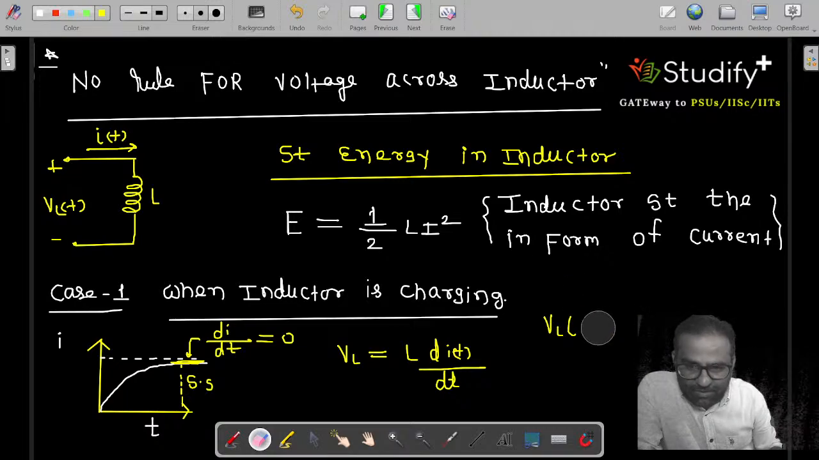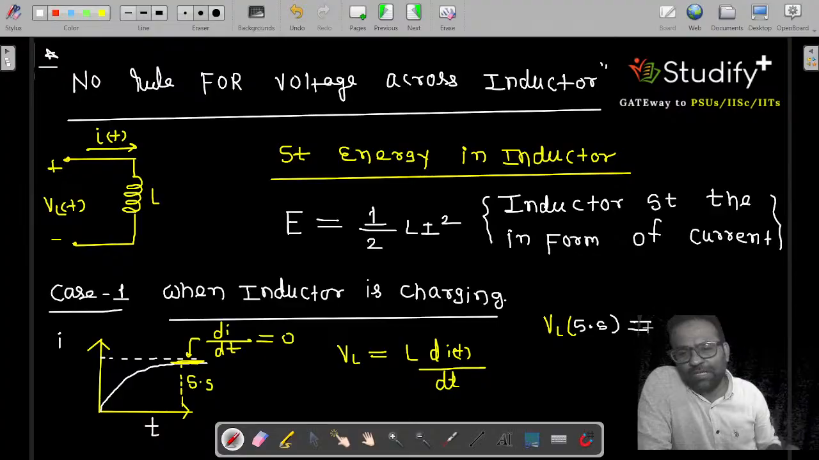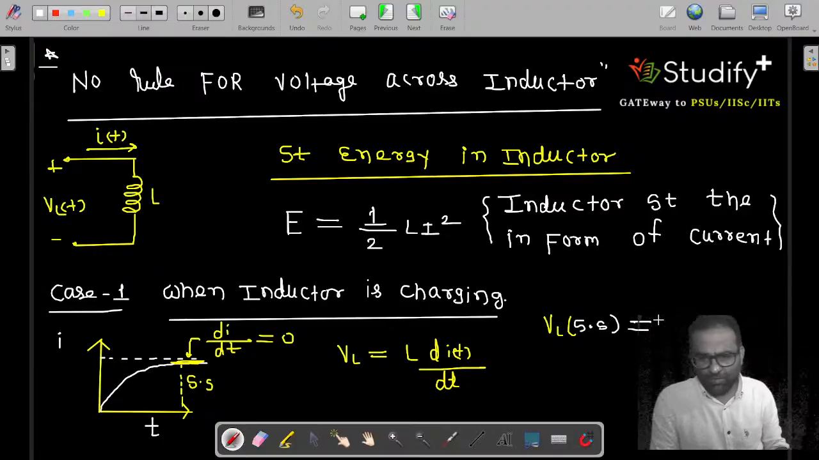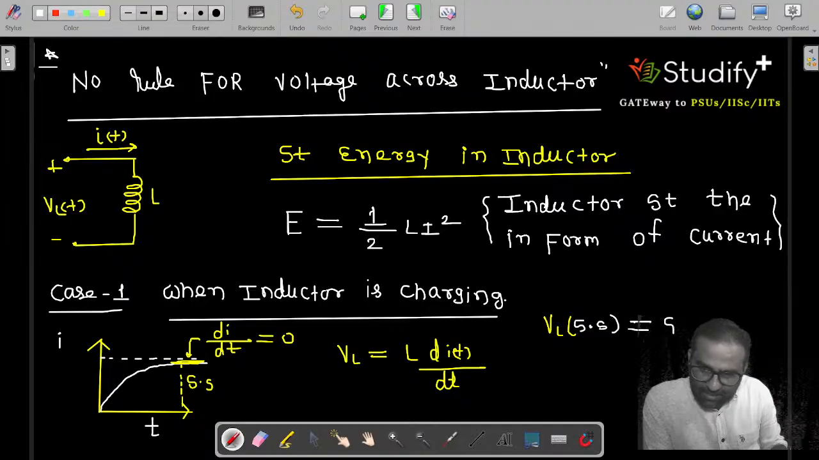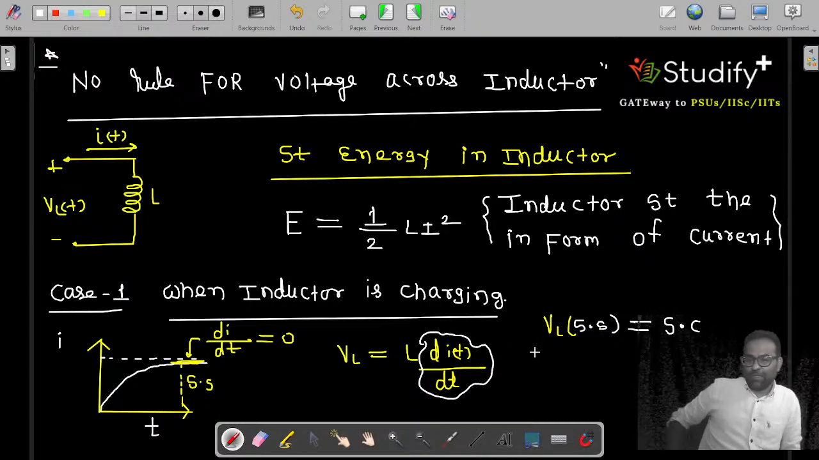Instead of time, let me write this value as the steady state value. Let's say we are interested in the steady state value of the inductor. So what is the voltage across the inductor in steady state? Steady state means for a long time, t equal to infinity. And di(t)/dt is equivalent to 0. If this value is 0, the voltage across it is also 0. So we can say the inductor behaves as a short circuit in the steady state.